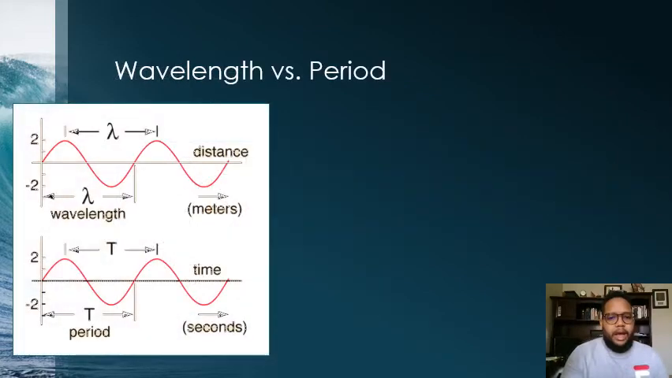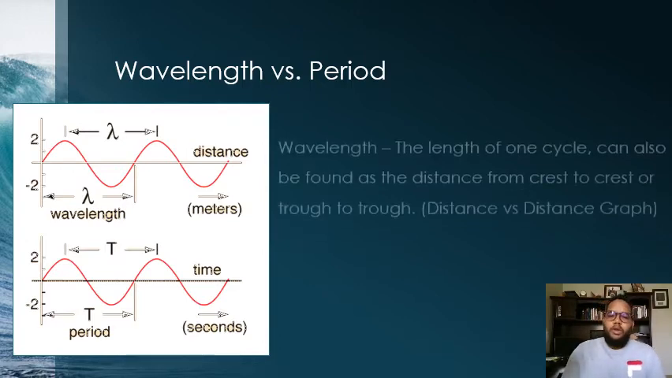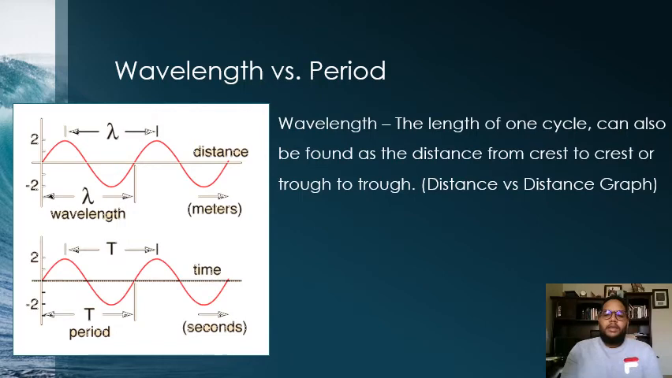Next, the wavelength versus period. Wavelength and period kind of look the same because you find them the same way on a graph. The only difference is that the wavelength is the length of one cycle. Wavelength is a length. It can also be found as the distance from crest to crest or trough to trough, but you find this on a distance versus distance graph, like the top graph that we have on this page.